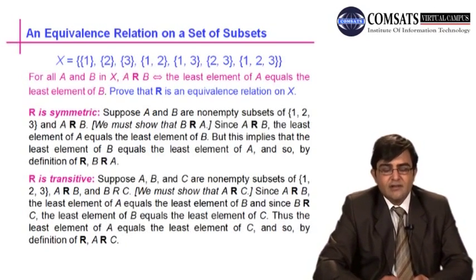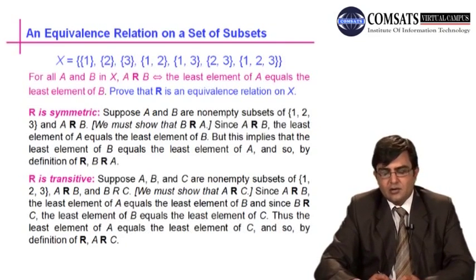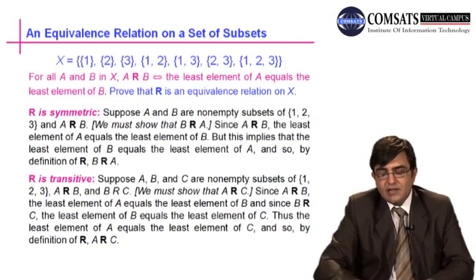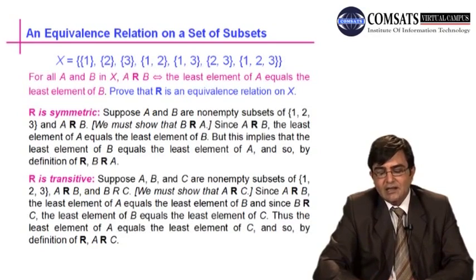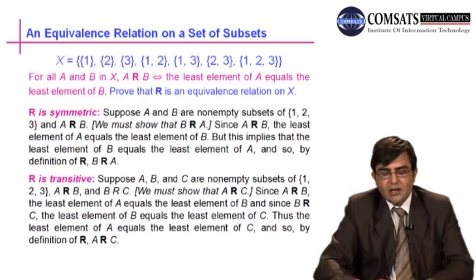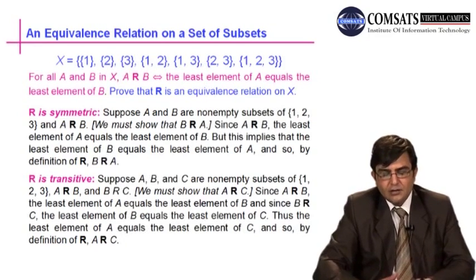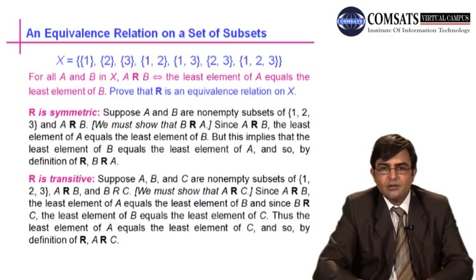Now we have to check whether R is transitive or not. So if we have three sets A, B, C, which are subsets of that set {1, 2, 3}, A is related to B and B is related to C, then we have to verify whether A is related to C or not. If A and B are related and B and C are related, then the smallest elements of A and B will be equal. Similarly, the smallest elements of B and C will be the same.